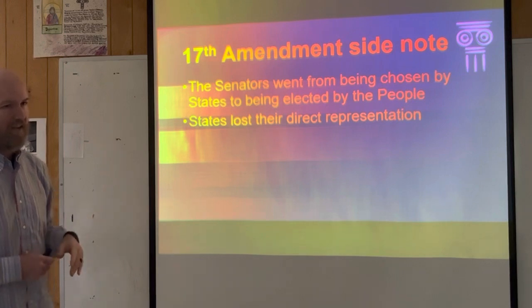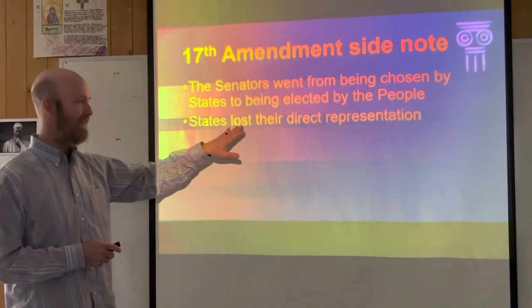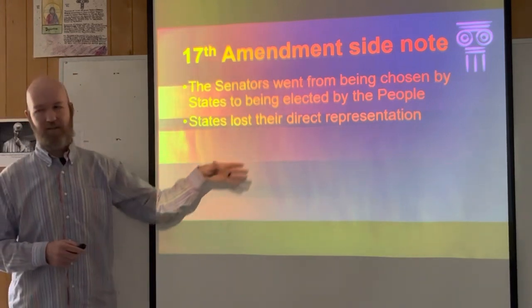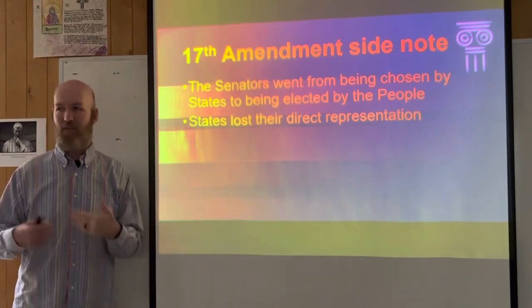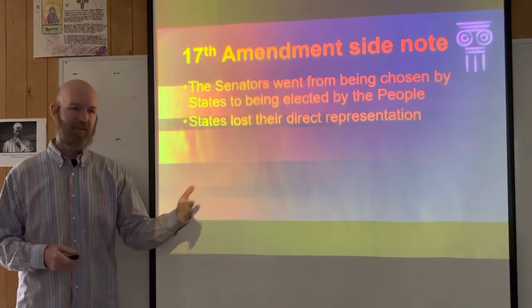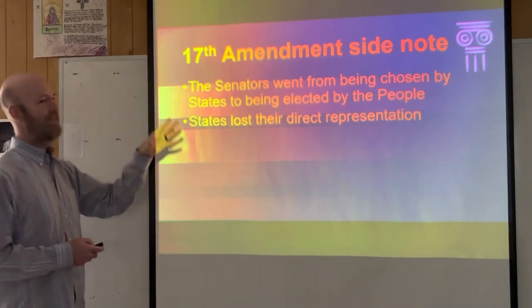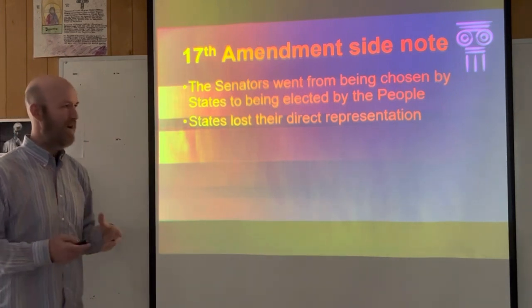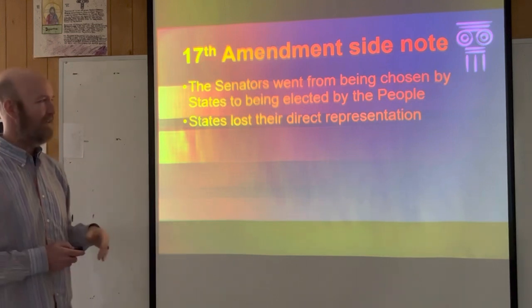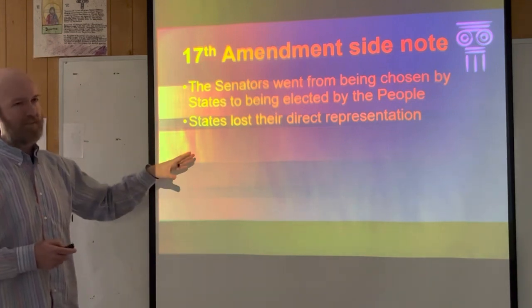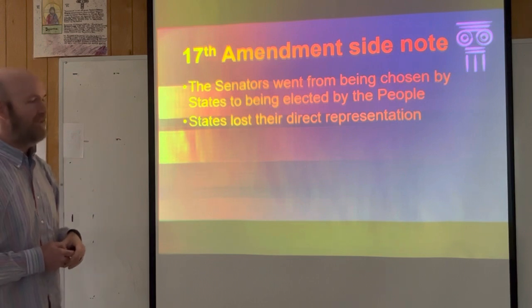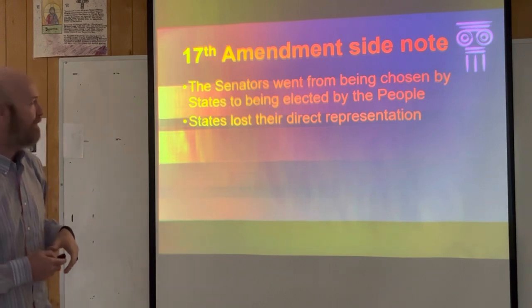One quick side note is some of this changes with the 17th Amendment. That's when senators started being elected by the people, so now we vote on our senators instead of Tallahassee choosing our senators. So that actually takes away the state representation in Washington, D.C., so that's a change. But originally, senators were chosen by the state legislatures. Now we vote on our senators.